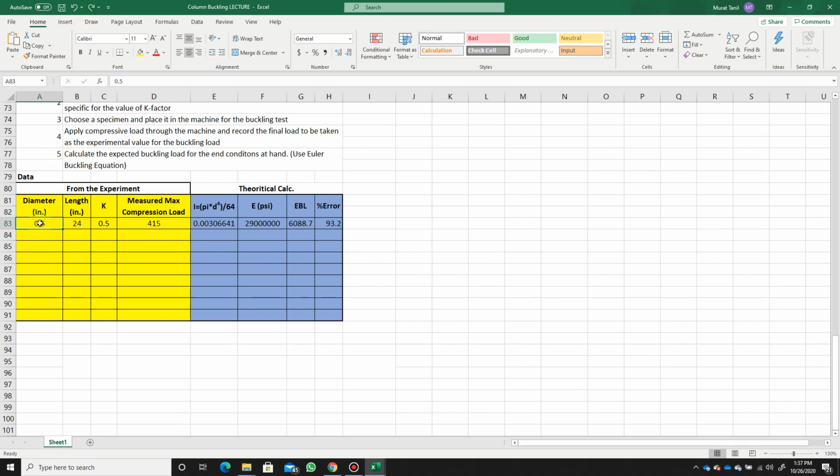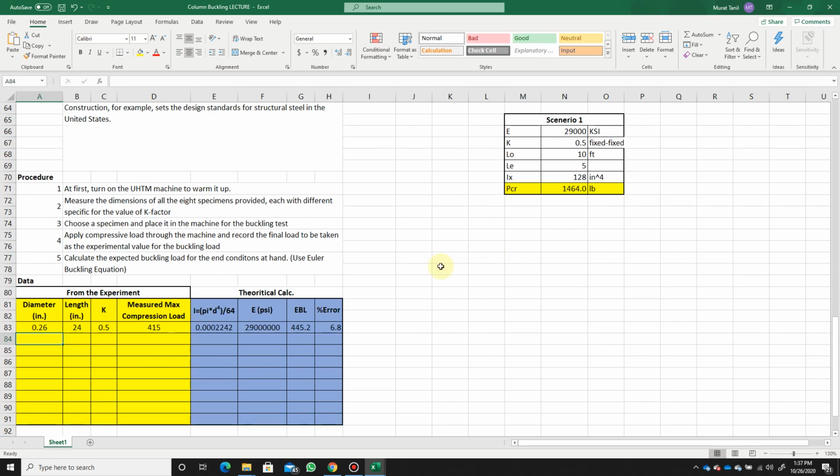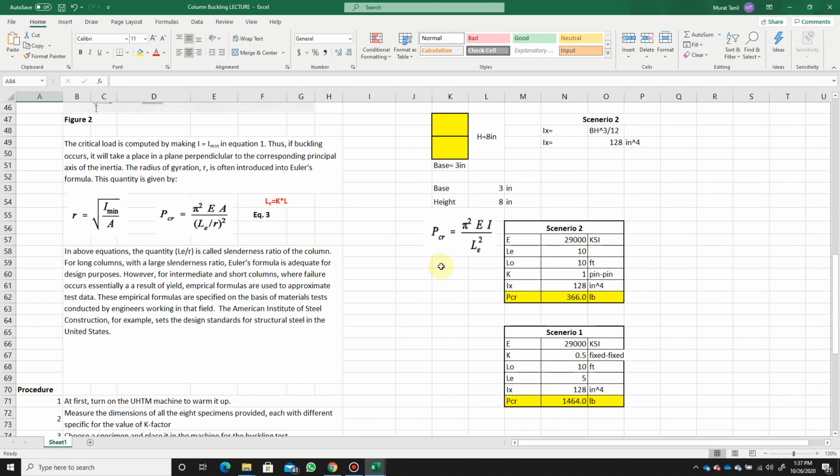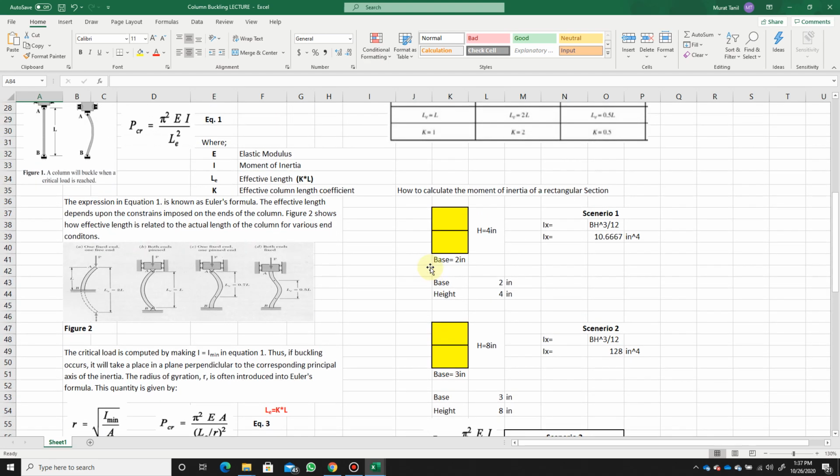Well, what about the moment of inertia? Did it increase or decrease? So let's look at the 0.26 again. It decreased. So increasing the diameter will contribute to the increase in the moment of inertia, which will directly increase your member's structural capacity.